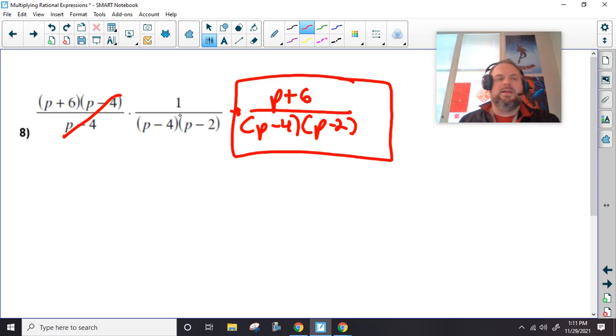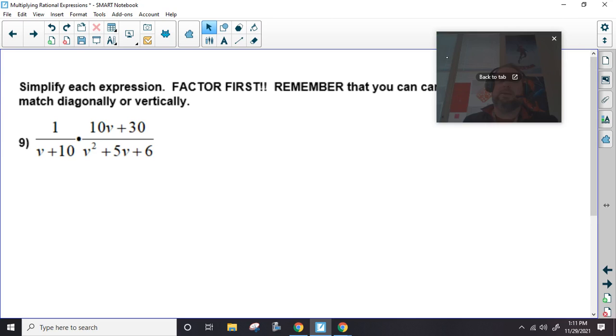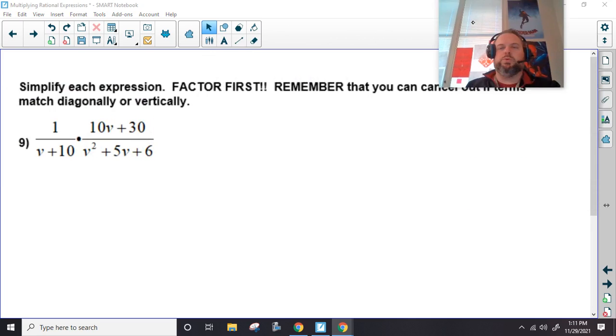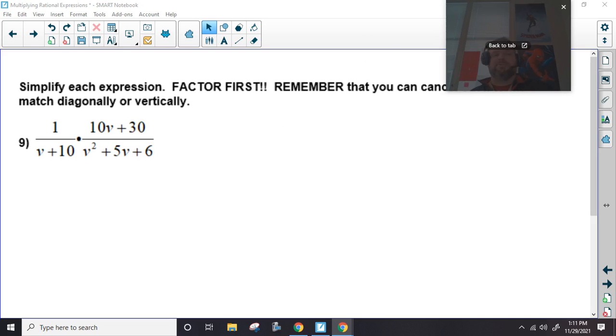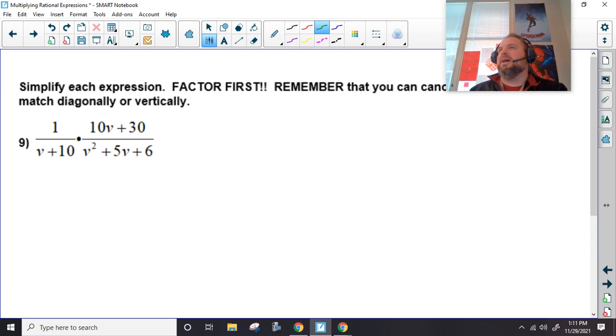All right. So let's look at the back. Now we got to do a little bit more. We have to factor first. Now, I will tell you, these problems are set up for stuff to cancel. So it should help you with your factoring. Well, I'm going to leave the 1 over v plus 10 alone because I can't do anything with it.